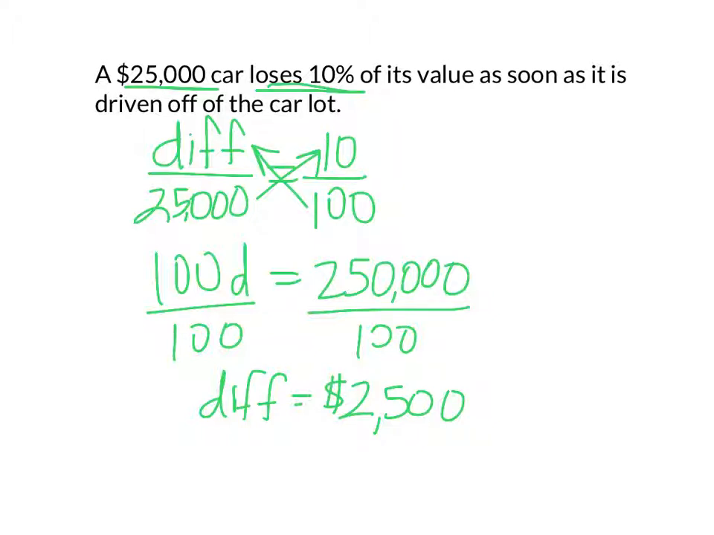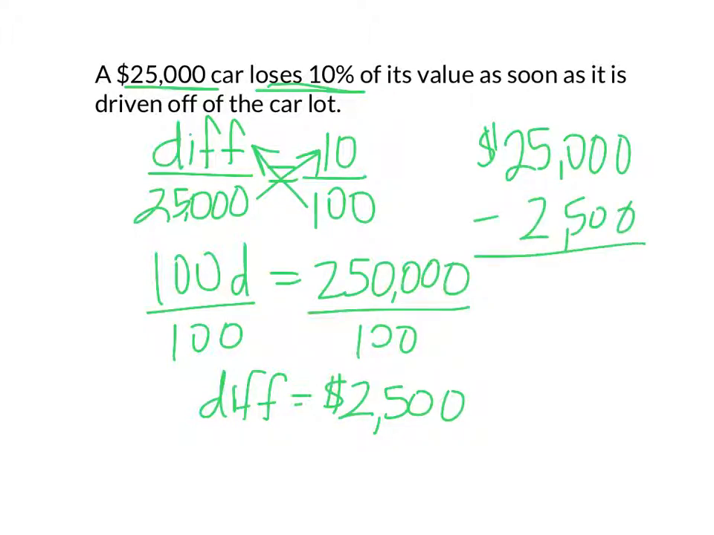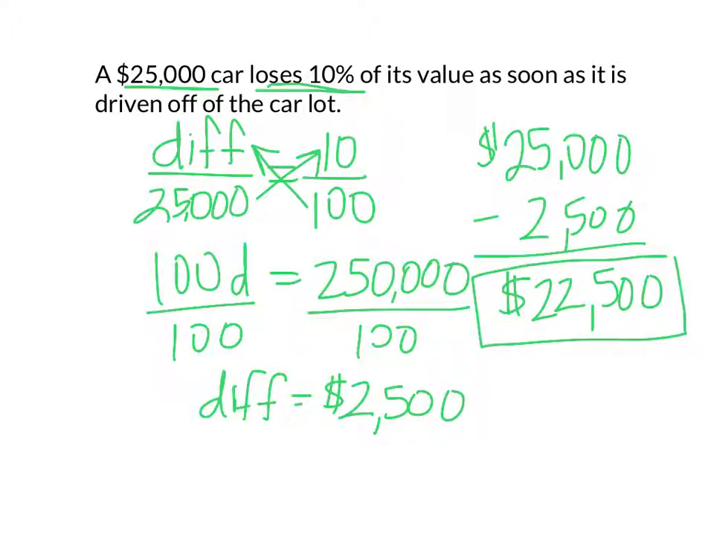Now again, that's not the value now, that's the difference. So to find its value now, and it didn't ask the question, but if it wanted to know the difference, this is your answer, but probably it wants to know what's its value as soon as it's driven off the car lot. Well, 25,000 minus 2,500, which is $22,500. And that's percent change.